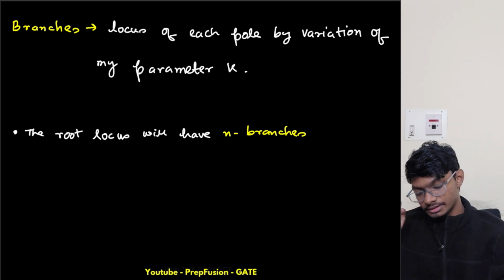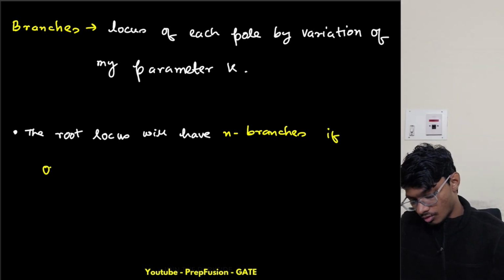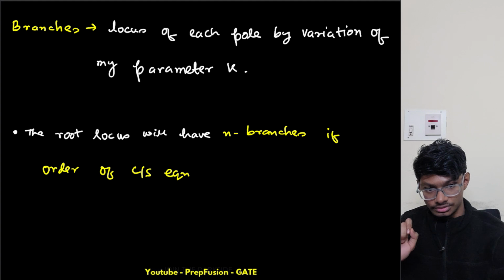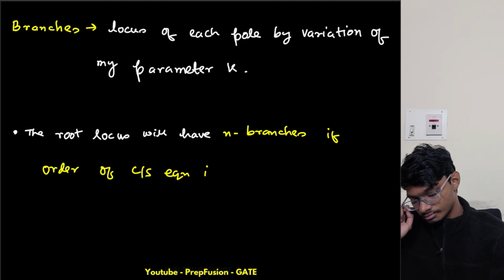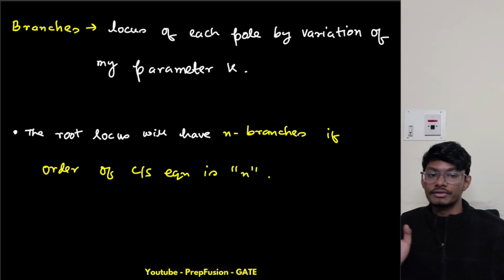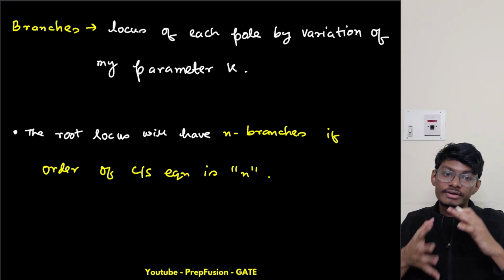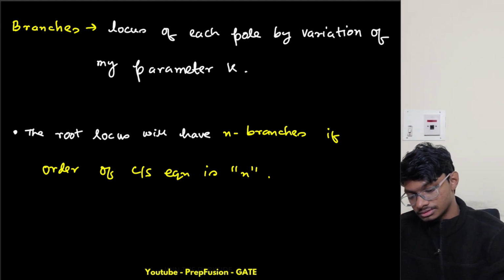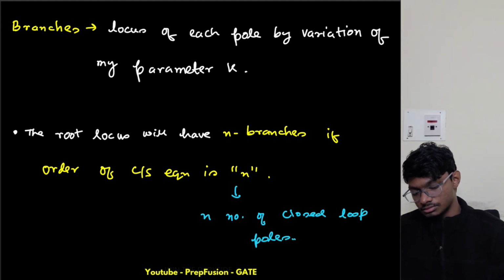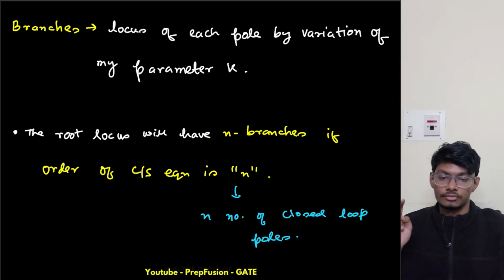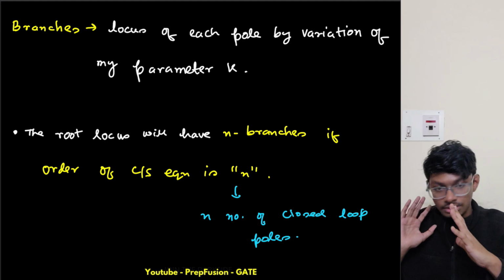If the order of the characteristic equation is n, why? Because I will have n closed loop poles. So yeah, this is basically about the branches.